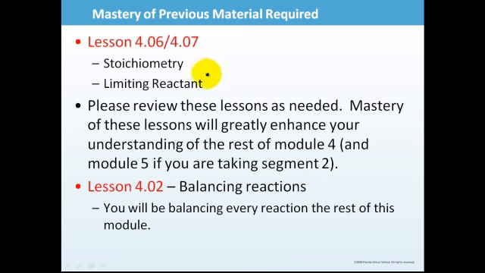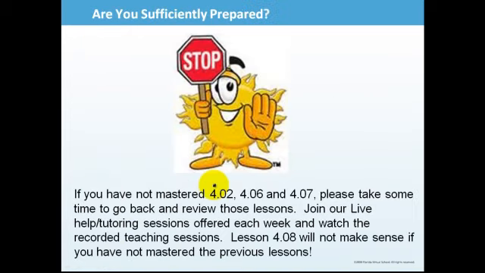Make sure you're understanding them well before you attempt 4.08. You also need 4.02, dealing with balancing equations. Again, we are basically taking everything that we've learned throughout Module 4 and using it as we do these percent yield problems. So if you're still struggling, we highly recommend that you pause at this point and go back over those lessons to make sure you have a good grasp on that material before you attempt 4.08. We want you to have a successful experience with it.